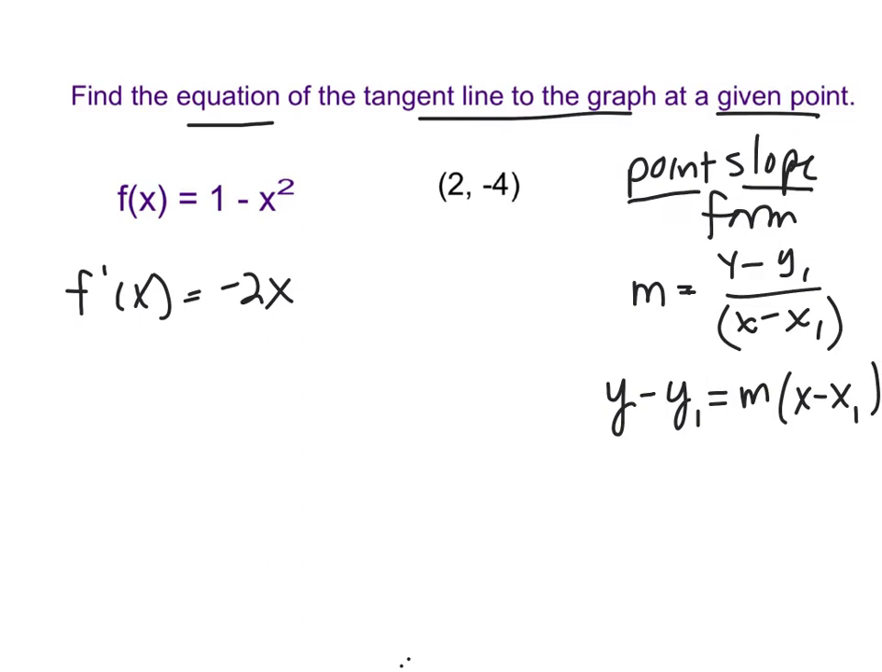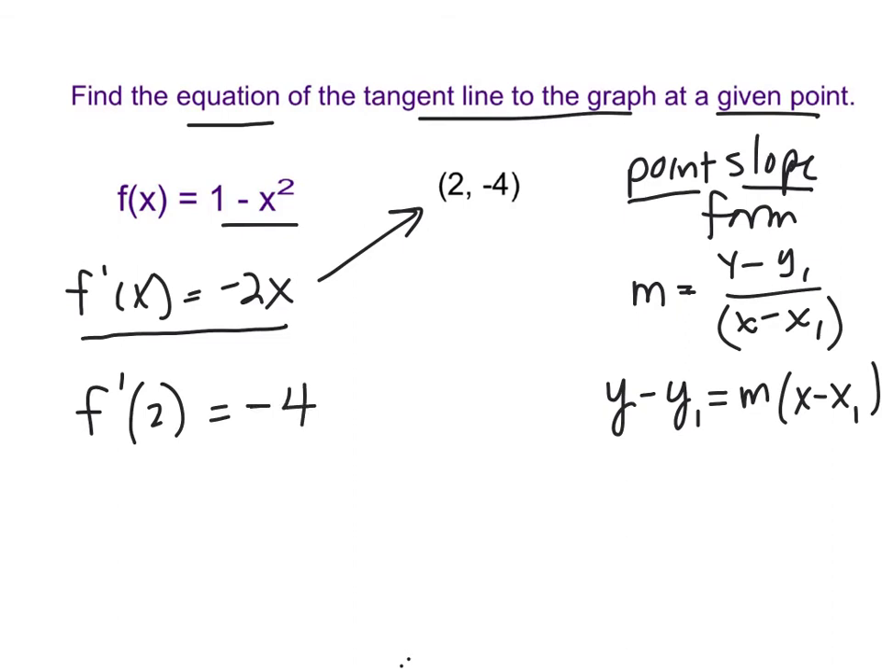Well, we've almost got the slope. These are all the slopes of all the lines tangent to the graph of 1 minus x squared, but we just want the one that's at this point. So we're going to plug in a 2 for the x, and the slope at 2 is going to be negative 4. So now we have a point, and now we have a slope.